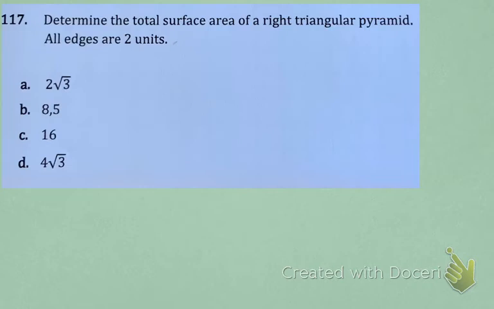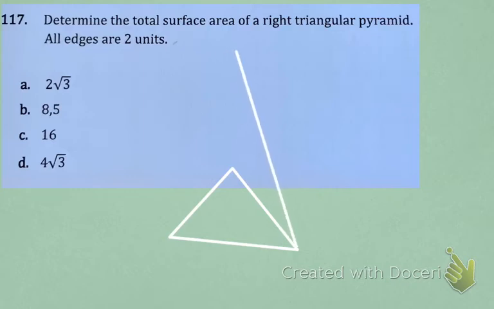What you see here is question 117. Determine the total surface area of a right triangular pyramid. All the edges are 2 units. Now the first thing you do is to sketch this. It doesn't have to be very neat, as long as you can see what you are doing, and it's going to help to draw the sketch. And let me do it right here in your presence.